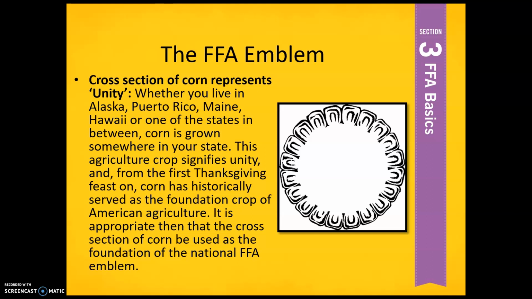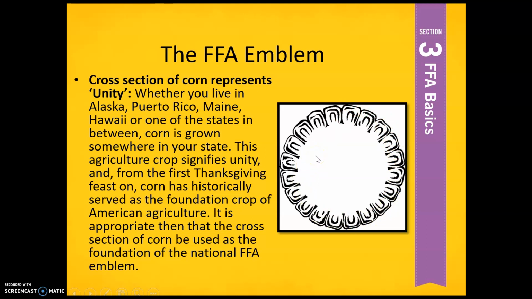So the first thing that you'll notice about the FFA emblem is that the entire emblem is housed within a cross section of an ear of corn. Now you might be saying, well, that doesn't look like an ear of corn. Well, if you took an ear of corn and snapped it in half and turned it to the side and looked at the cross section, that's exactly what it would look like. This round area is the cob, and then the kernels, you'll notice, are around the outside.